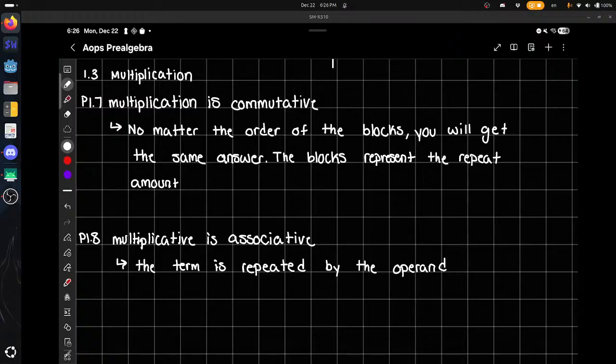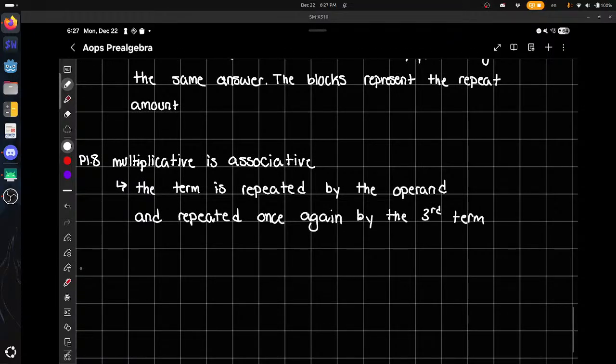I guess the term is repeated by the operand and repeated once again by the third term. Yeah, I think that's a lot better. Okay, let's move on to the next problem.